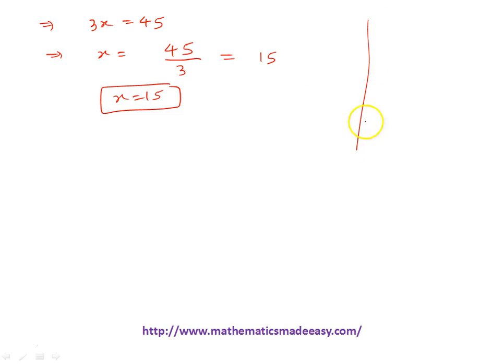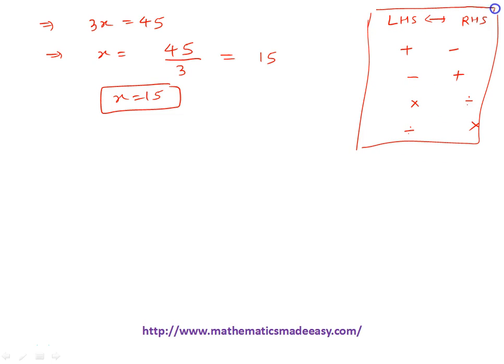You have basically learned in the last video that if we move anything from the left hand side to the right hand side, or the right hand side to the left hand side, then plus will become minus, minus will become plus, multiplication will become division, and division will become multiplication. Do you remember this? This is the rule we need to use always whenever we are simplifying any linear equation.